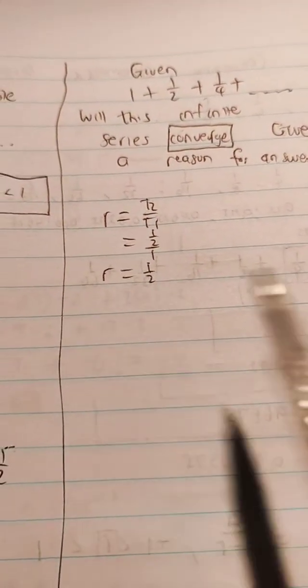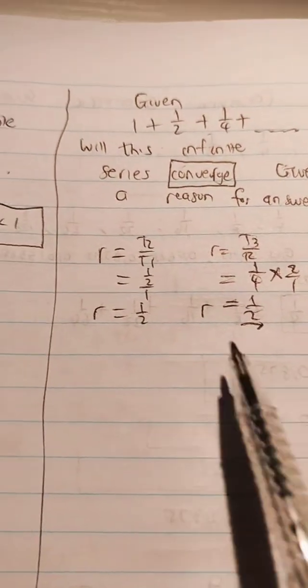What do you see in our R value? Okay, let's confirm it again with T3 divided by T2 so that we are not lost. 1/4 times 2/1. That also gives us a half. Remember, dividing 1/4 by 1/2 means multiplying 1/4 with 2/1. That's also half. So our constant ratio is R, which is half.